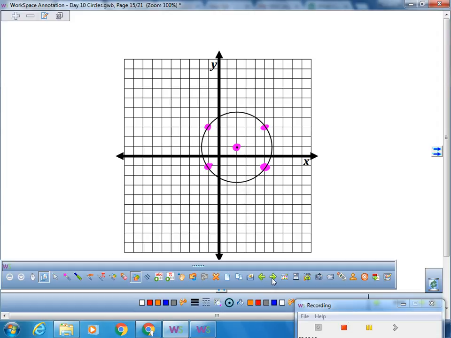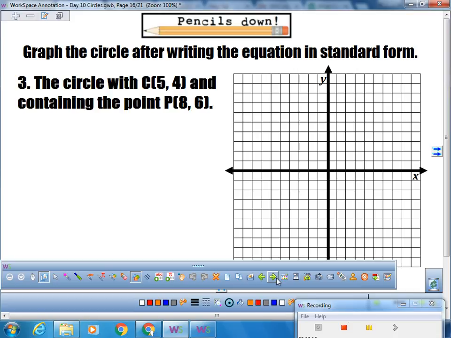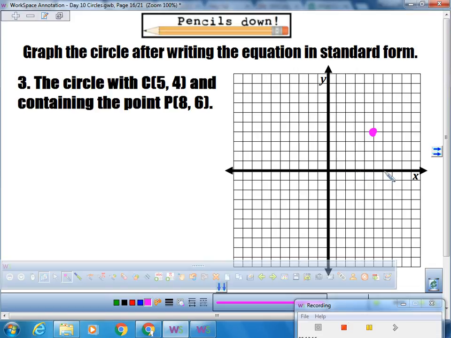Okay. All right, so pencils down. Graph the circle after writing the equation in standard form. So the C stands for the center of the circle. So if my center is at 5, 4, and containing the point 8, 6. Oh, look at that, it's the exact same one that I just did. So my radius is right here, correct?